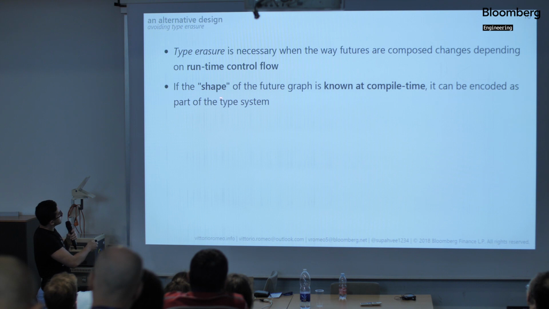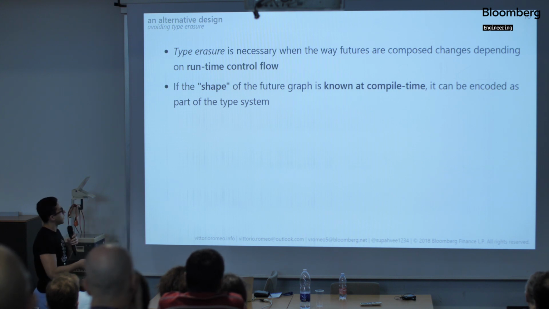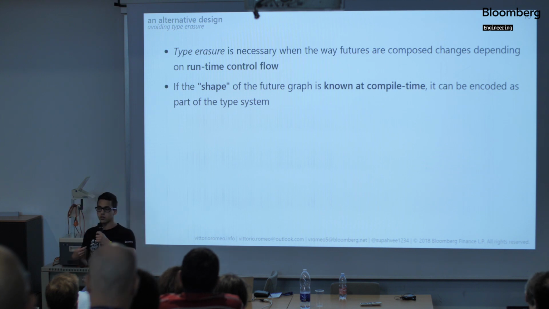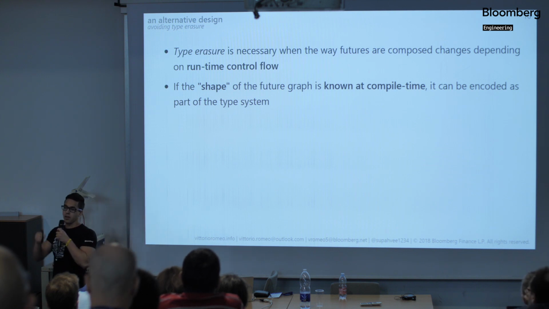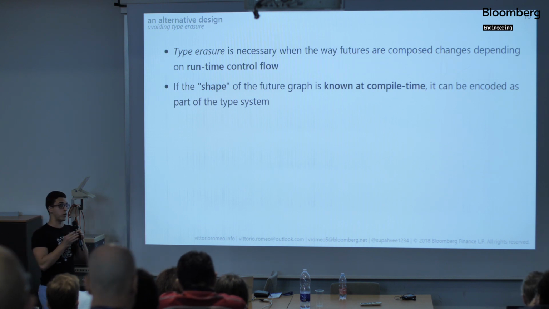But if the shape of the future graph is known at compile time, so if you know in advance how your computation graph looks, when you're gonna fork, when you're gonna join, then we don't need this. We can actually encode the shape as part of the type system. And this is what we've seen in the first slides of this talk. If we know that we're gonna add a.b.c, then we can represent that as a sequence in the type system, and the compiler knows about the shape of the graph.